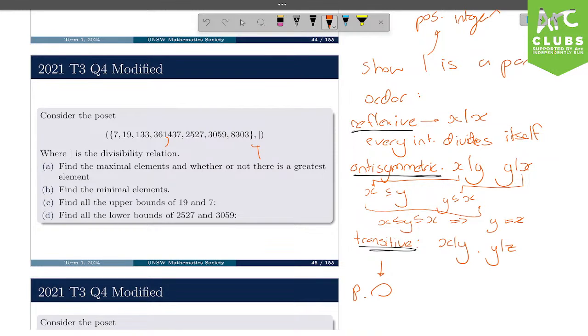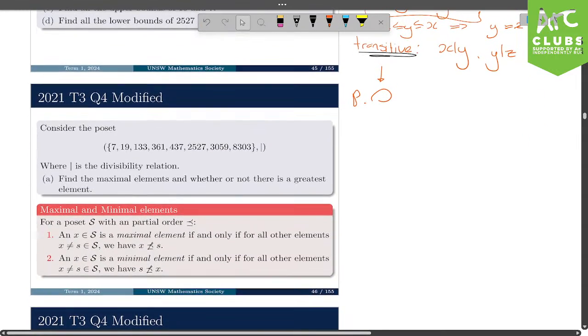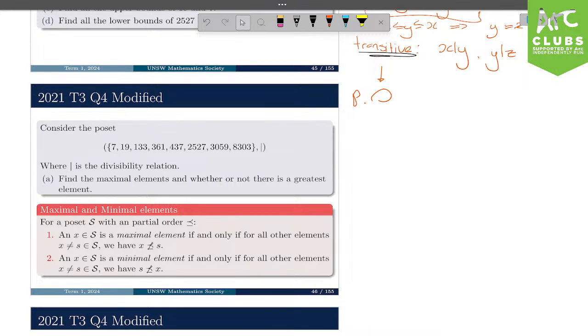So what are we doing? We're just finding maximal and minimal elements, the properties of our poset. So find the maximal elements and whether or not there's a greatest element. So, definition: what is a maximal element? A maximal element means there's basically nothing that's greater than it. An x is a maximal element if and only if, for all other elements in S, x is not less than them.